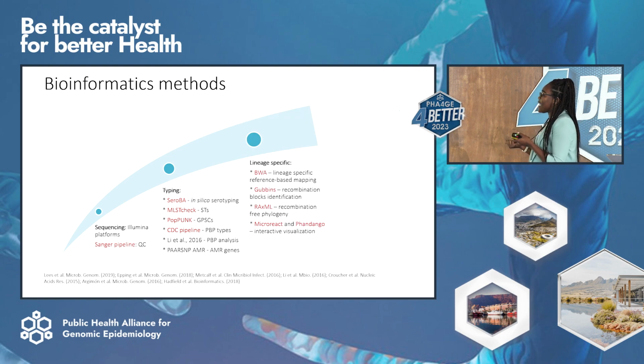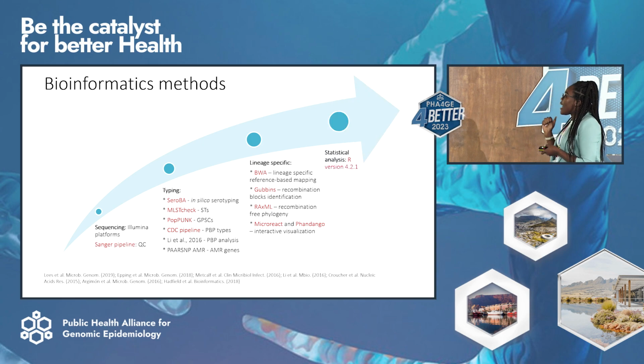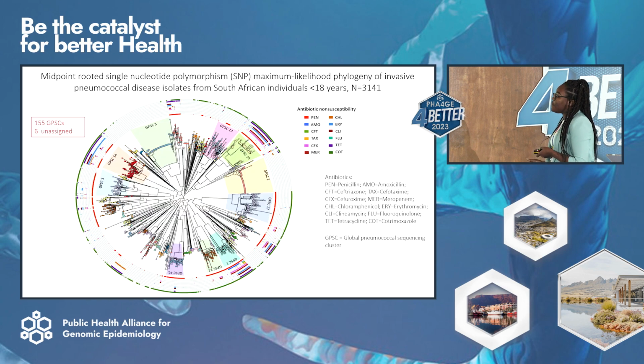For lineage-specific analysis, we used BWA for reference-based mapping. We used Gubbins for identifying recombination blocks. We used RAxML for recombination-free phylogenies, since Gubbins masks recombination. We then used Microreact and Phandango for visualization. And all statistical analyses were carried out in R.